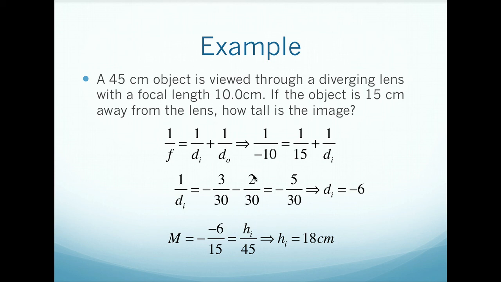And then we need to figure out the height of the image. Magnification is negative d_i over d_o, d_i is negative 6, so negative negative 6 over 15 equals h_i, which we're looking for, over 45, that's h_o, the height of the object. Crisscross, applesauce, you get 18 centimeters as the height of the image. It's upright, so therefore it's positive, and it is smaller than 45 centimeters. That's it.